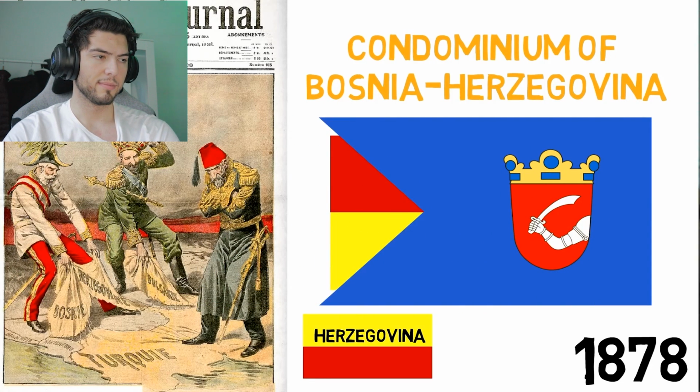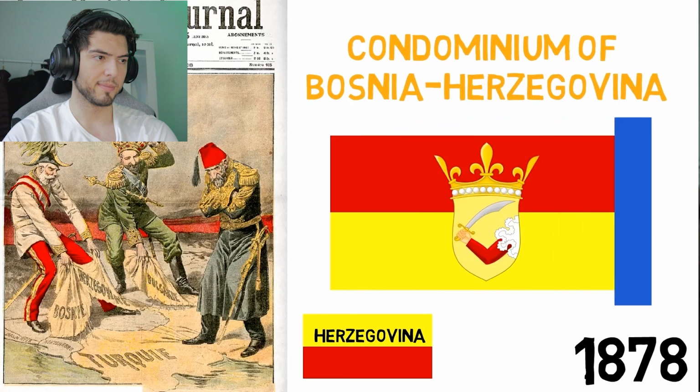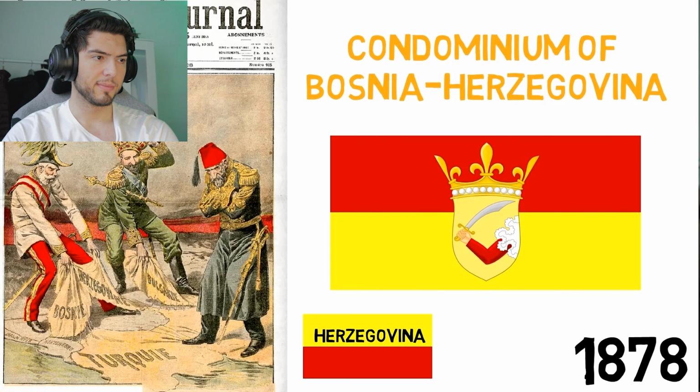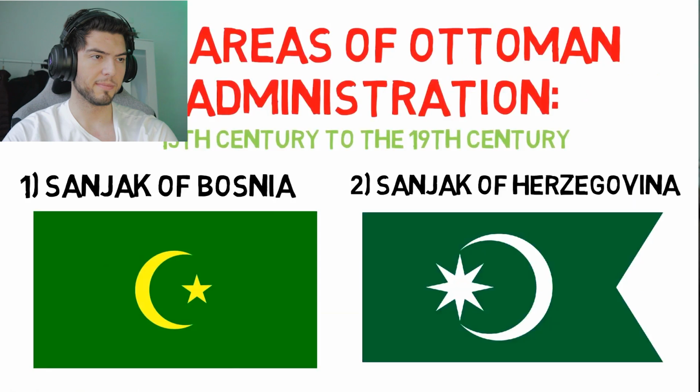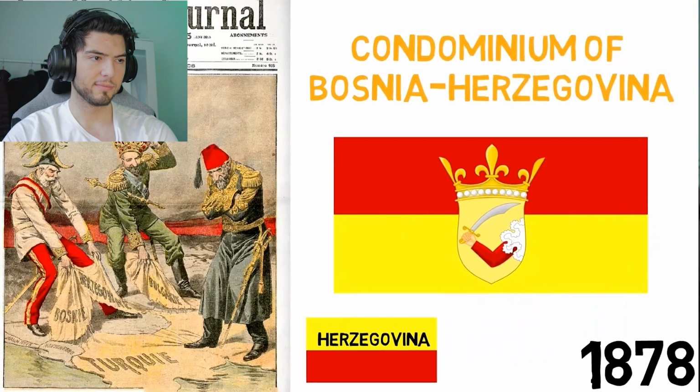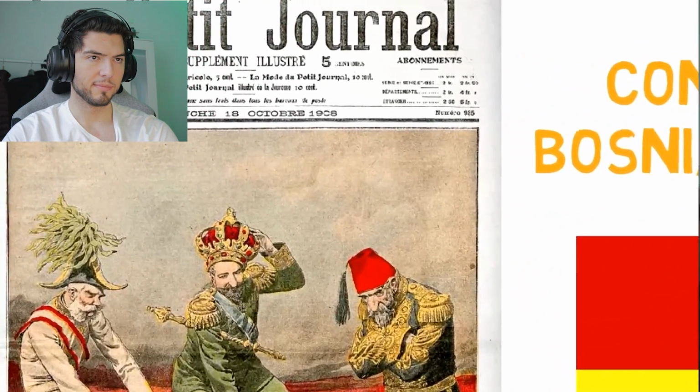So the idea that I get is that this flag just represented Austro-Hungarian rule, just like the previous ones represented Ottoman rule, and the true banners and symbols of Bosnia as a nation were suppressed during these periods of foreign occupation and belonging to other empires. Exactly. But that's about to change.